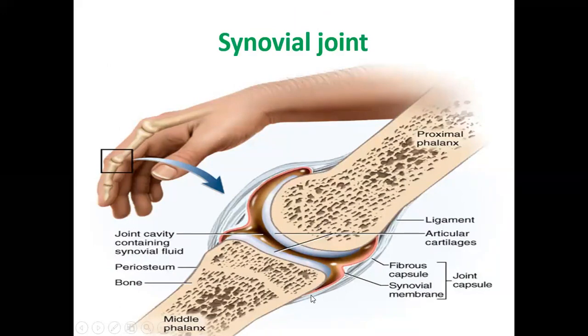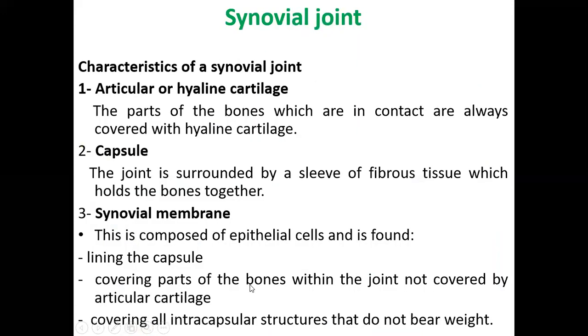The fibrous capsule will be there, putting the two bones together, and it is lined from inside by the synovial membrane. This synovial membrane will secrete a fluid called synovial fluid, which will freely move through this cavity and gives free lubricated movements. This membrane also covers any intracapsular structure if it is there. So these are some of the features of the synovial joint.